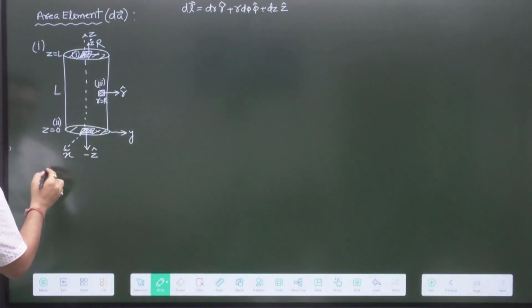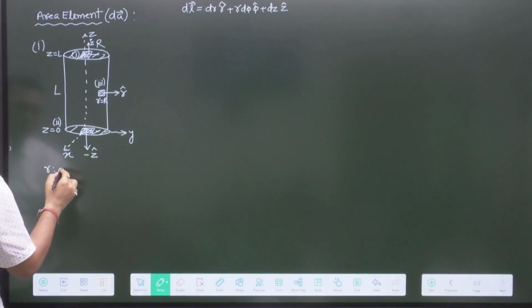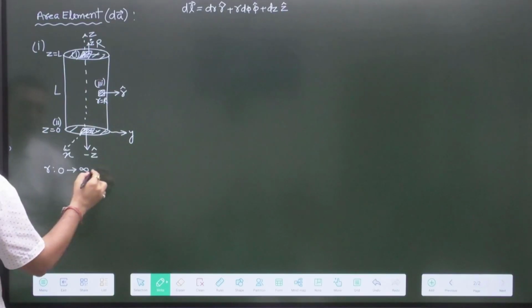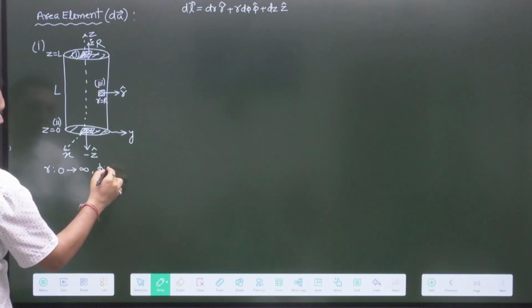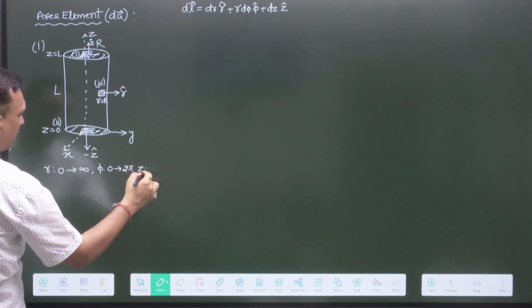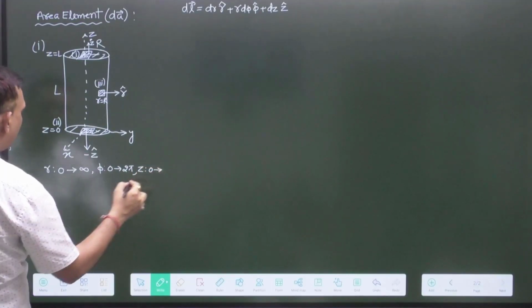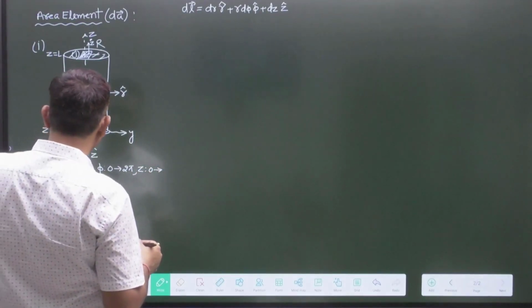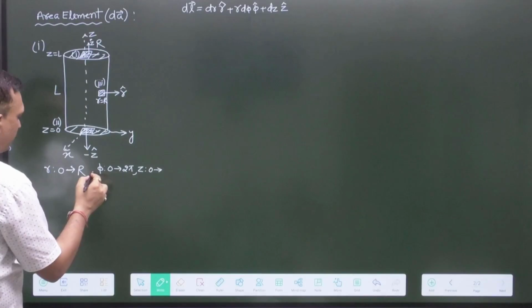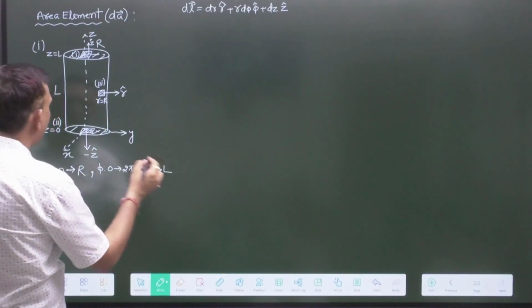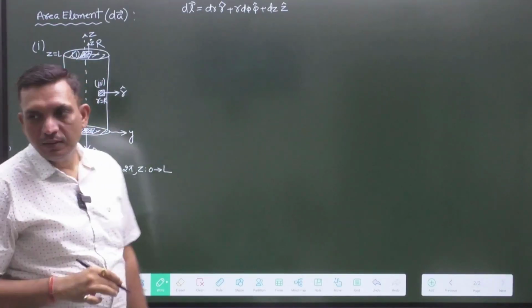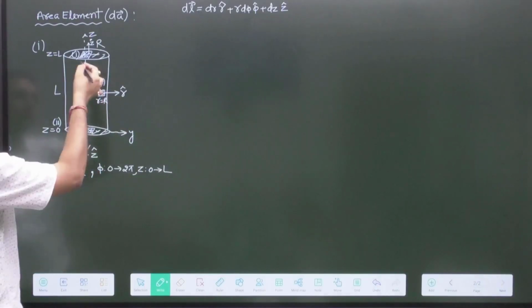And limits you can specify: r can vary from 0 to R, the radius, phi from 0 to 2 pi, and z from 0 to L, because this is the origin here. With respect to the origin, you have to specify z. So z varies from 0 to L.